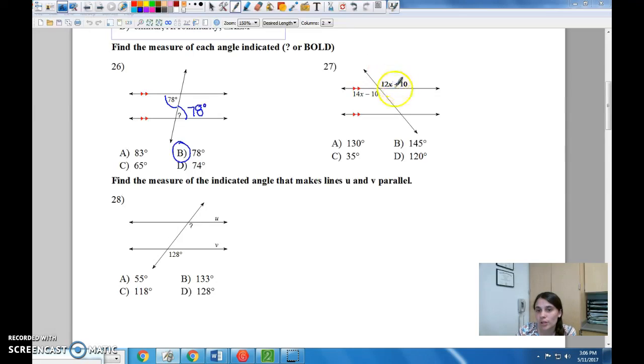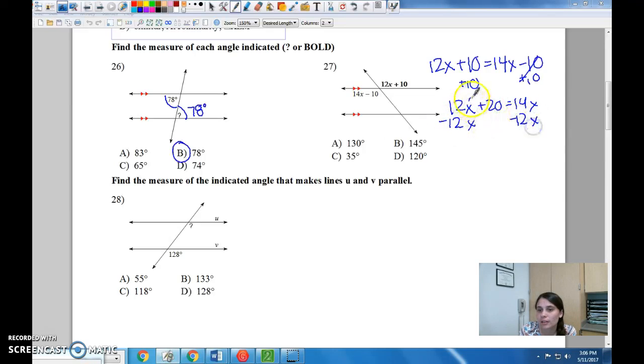And then on 27, we're trying to find this bolded angle. Well, these are vertical angles like we just talked about, which means they're congruent, or equal to each other. So we can set them equal to each other and then solve for x. I'm going to add 10 to both sides, so I have 12x plus 20 equals 14x. Then I'll subtract 12x from both sides, and 20 is equal to 14x minus 12x, which is 2x. Then I can divide by 2 on both sides, and 20 divided by 2 is 10. So my x is 10.